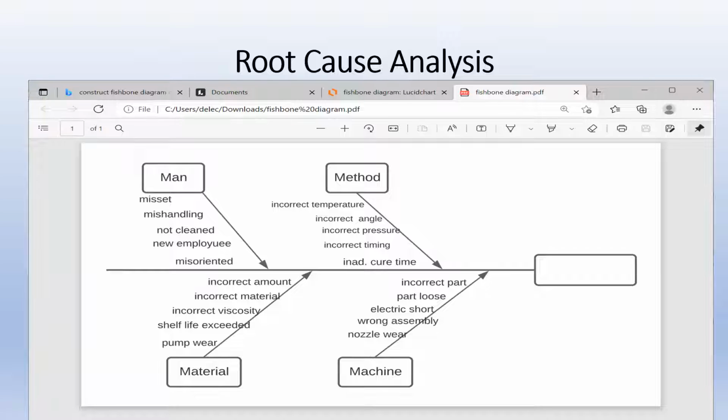For the method, it could be incorrect temperature, incorrect angle, incorrect pressure, incorrect timing, or inadequate cure time. For the material, incorrect amount, incorrect material, incorrect viscosity, shelf life exceeded, and pump wear. For the machine, incorrect part, loose, electric short somewhere, wrong assembly, or nozzle wear.